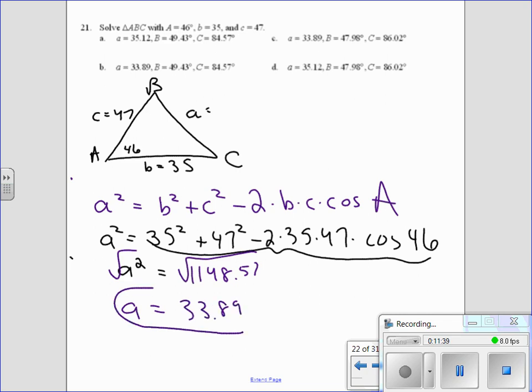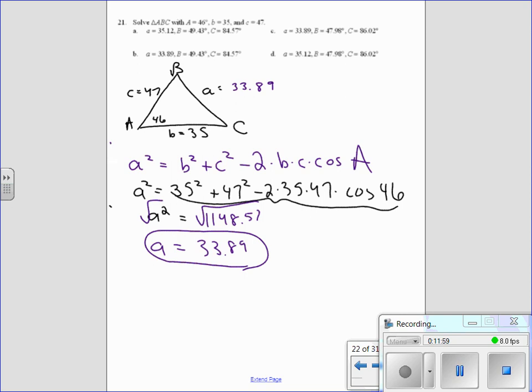So that gives us little a is 33.89. Now, if you go look at the choices, unfortunately for us, there are two that have little a as 33.89, A and C. So that just means we have to continue on our solving. But hey, good news, we have complete partners now, don't we? Since we have complete partners, we can finish it off with law of sines.